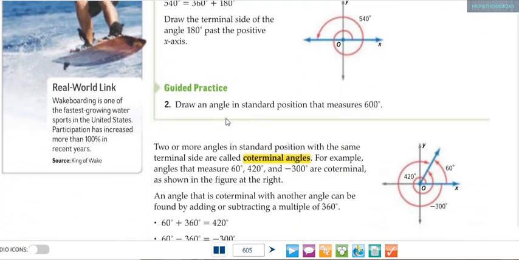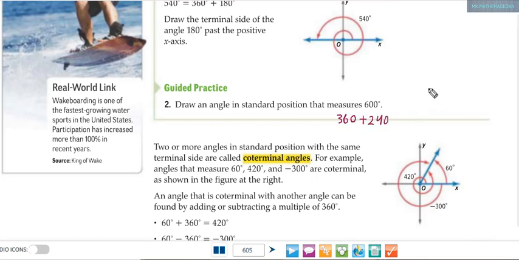Let's try to draw this one. Draw an angle in standard position that measures 600. 600, you know that 600 is like 360 and in addition 240.